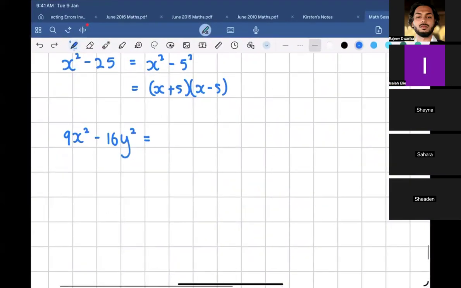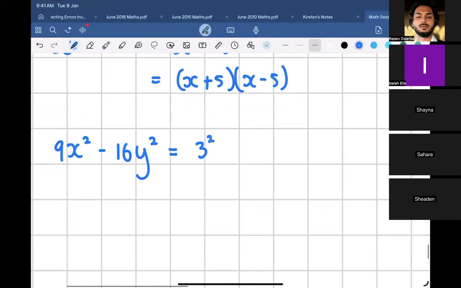Okay. Yeah, so I could write 9 as 3 squared. I could write x squared as x squared. I mean, it was literally given to us. And I could write 16 as 4 squared, and y squared as y squared. So Shay, what's the next step? Notice that both of these terms are squared, so what could I do with them?